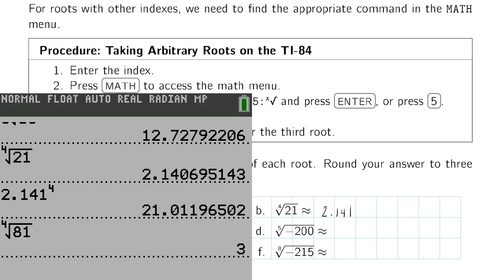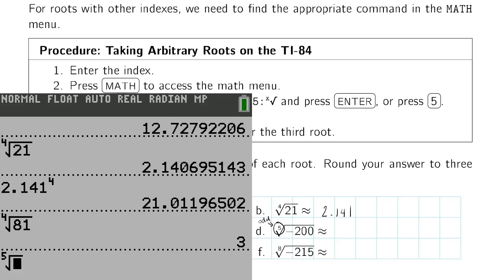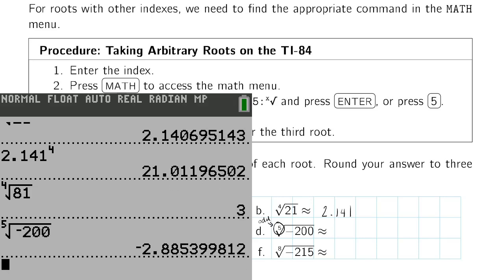In this next example, we're taking a root of something negative. Right, we're taking the fifth root of negative 200. This is an odd number, so the fifth root of negative 200 should be fine. Let's see how that works. Right, so I say 5, math menu, take any root, so now I'm taking the fifth root, negative 200. The calculator is perfectly happy about that, right? It gives me an output to 3 decimal places, that's negative 2.885.